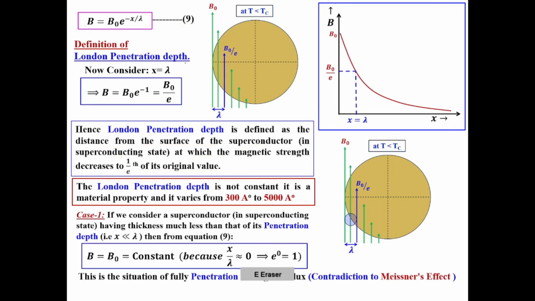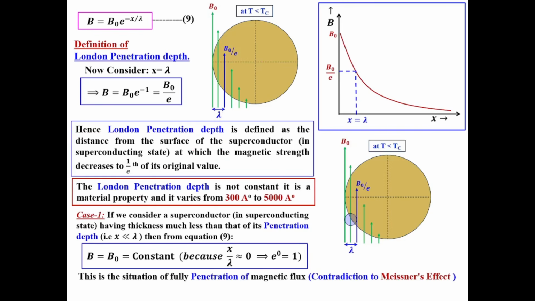So at the edge, the value is B naught. After this distance, if we move, the value will be reduced to B naught by e. So this distance is called your lambda. So this is the definition. You just try to understand, or remember, this figure. Automatically, with your own language, you can define this definition in the exam.